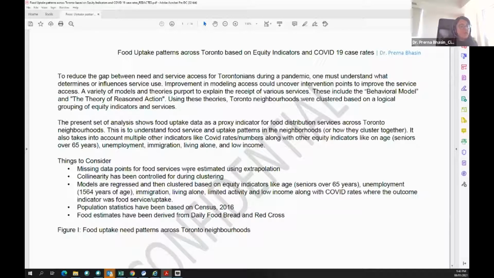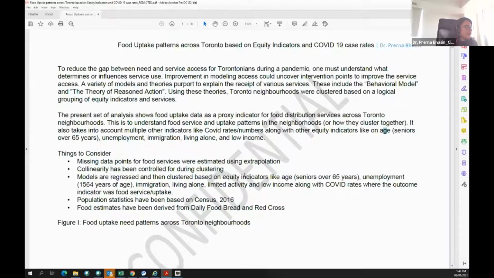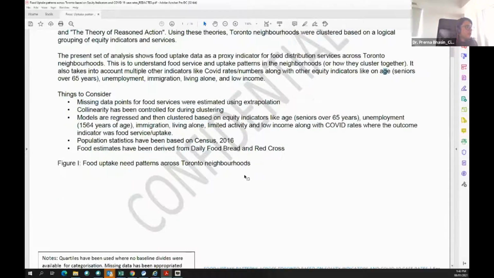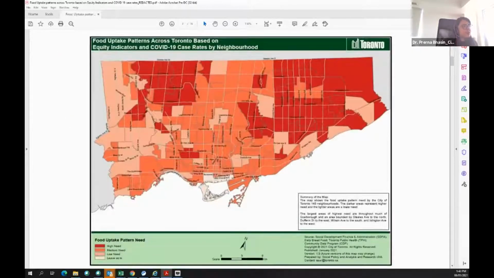The good thing was that at that time we had started getting in data of COVID rates on those neighborhoods, so we started putting them alongside these equity indicators as well. And the equity indicators were seniors, unemployed, immigrant population, people who were living alone, and low income. And this is what came up when we projected what kind of food demands we were looking at.